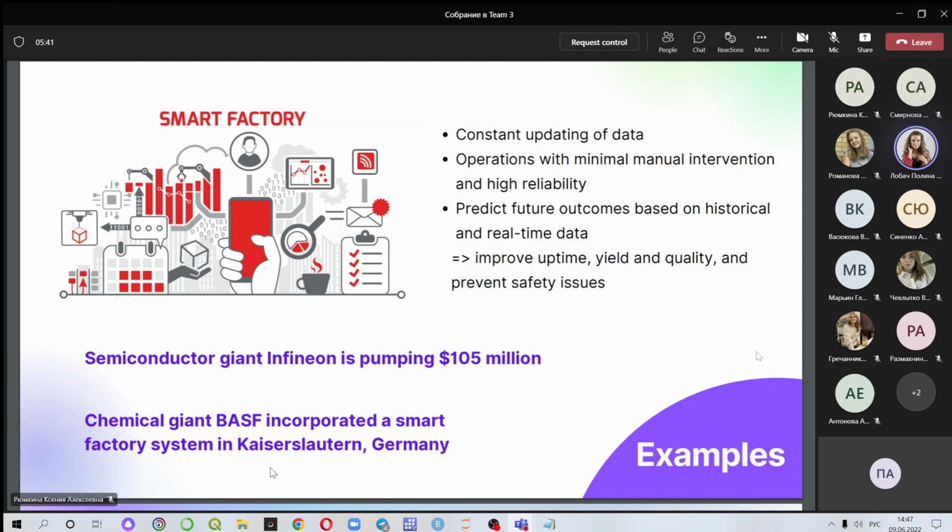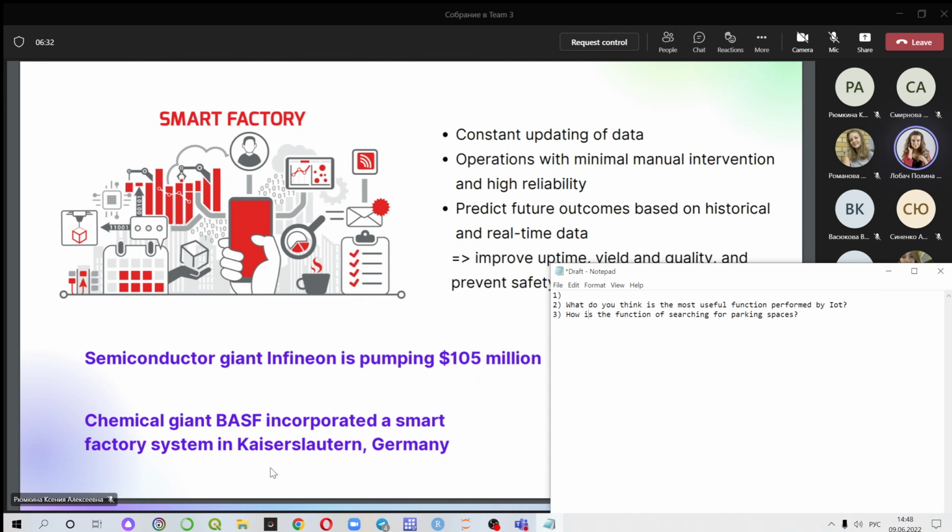We may mention several examples of smart factories. Firstly, semiconductor giant Infineon is pumping 105 million over 5 years into its Singapore factory to turn it into a smart one. The company has already deployed the first robotics and automated guided vehicles in the factory. Also, giant BASF incorporated a smart factory system in Germany to manufacture fully customizable soap and shampoos. When an order is placed, the automated factory lines adjust their protocols to make the product and packaging as ordered by the customer. Radio frequency ID tags attached to the soap containers send wireless signals that tell the machines on the production line about their customized order.